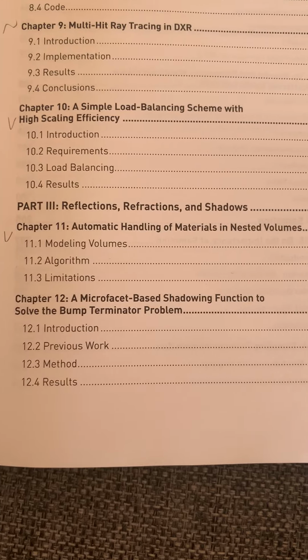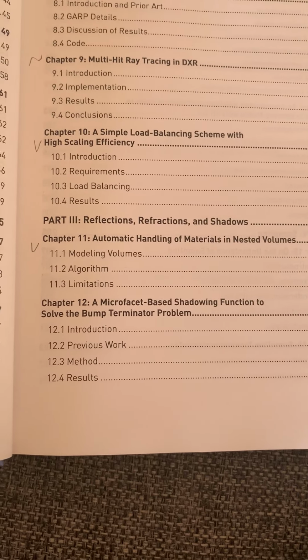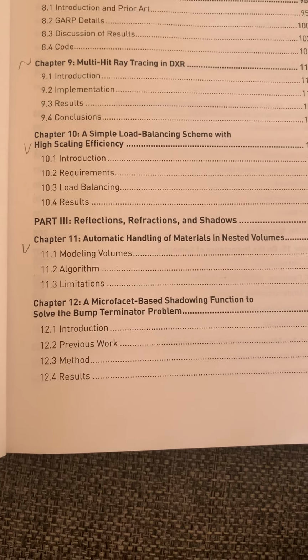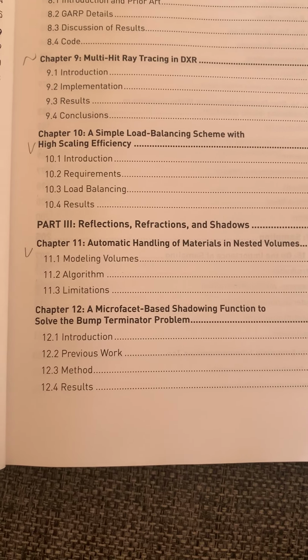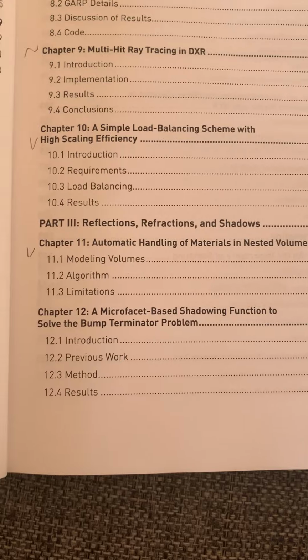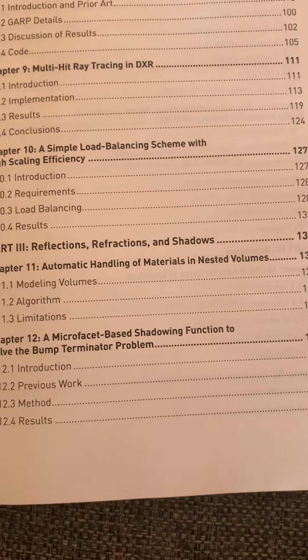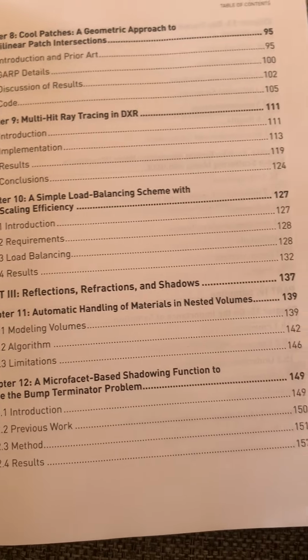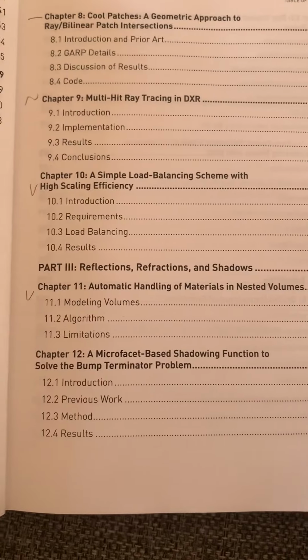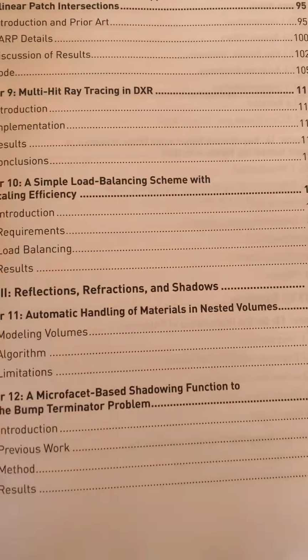Okay, next chapter, A Microfacet-Based Shadowing Function to Solve the Bump Terminator Problem. It solves a problem related to using shading normals, because shading normals are not, strictly speaking, a physically real thing. It's something we added to make computer-generated imagery look better and fix some artifacts. And it's a good chapter.